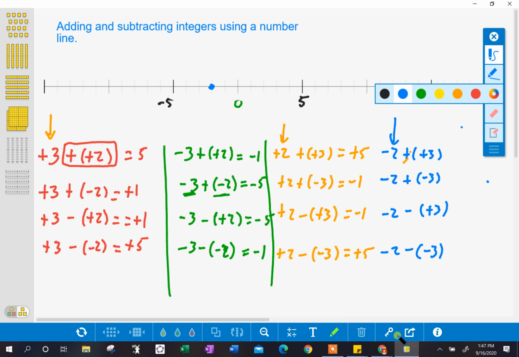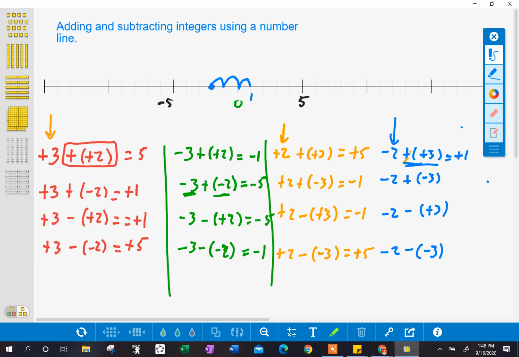Negative 2, add 3 positives, all right? So I'm at negative 2, I'm going to add 3 positives. Well, here's where my 3 positives would be, but I have to start here. So 1, 2, 3, and that puts me at, that's 2, that's 3, positive 1.